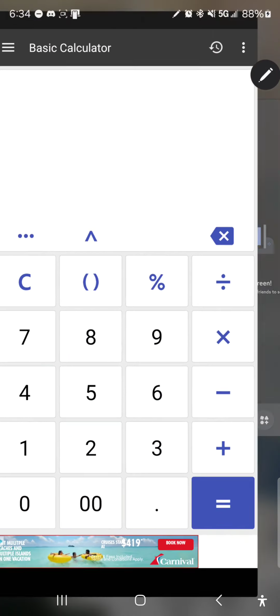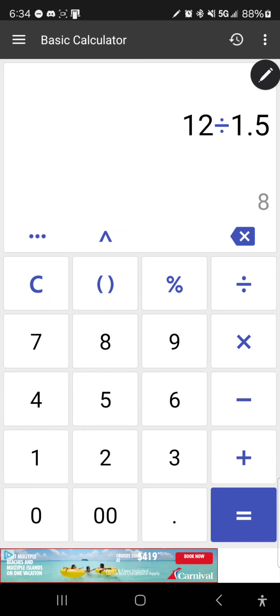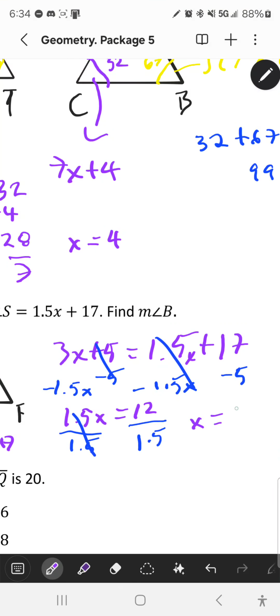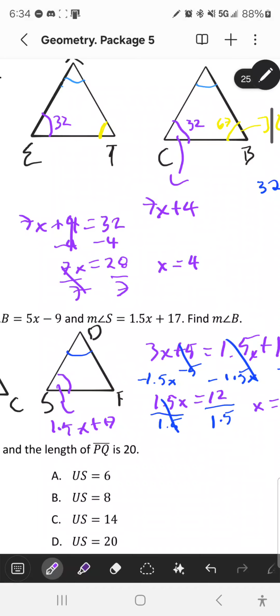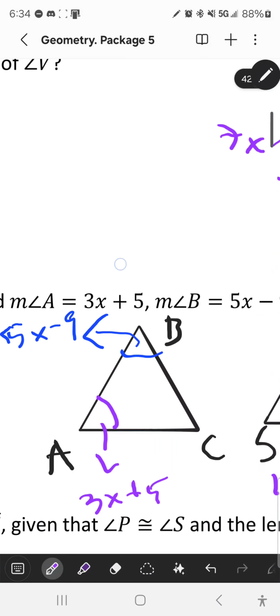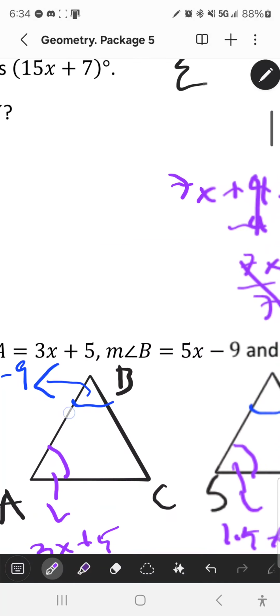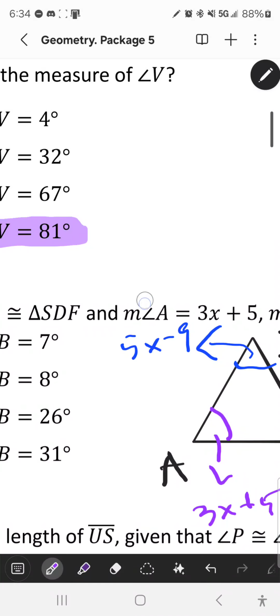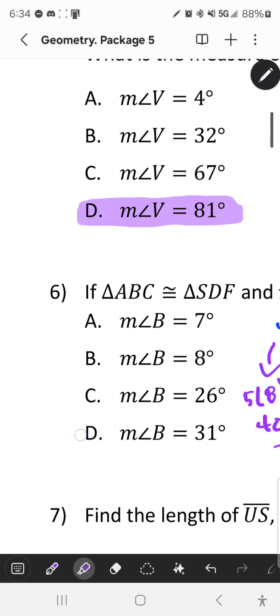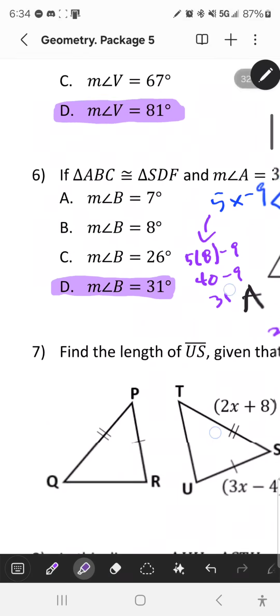But let me check. 12 divided by 1.5 is 8. That's the importance of checking. So x equals 8. Now we have that B is 5x minus 9. So we substitute the value. 5 times 8 minus 9. 5 times 8, 40. 40 minus 9, 31. So B equals 31.